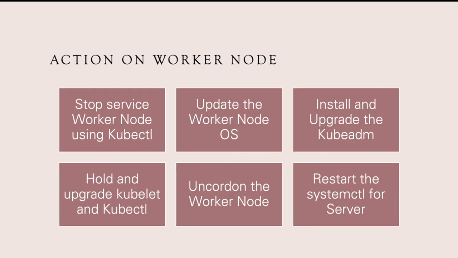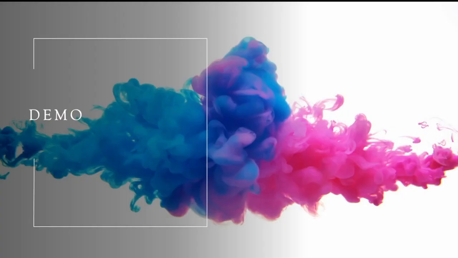But when you're doing it on a worker node, you are covering most of the part in the master node, so you will have less to do there. You just have to stop the worker node using kubectl, wherever your kubectl is. Update the worker node OS. Install and upgrade kubeadm. Hold and upgrade kubelet and kubectl. Uncordon the worker node. Restart the systemctl service, and then we will check whether our servers are up and working. It's now time for the demo.